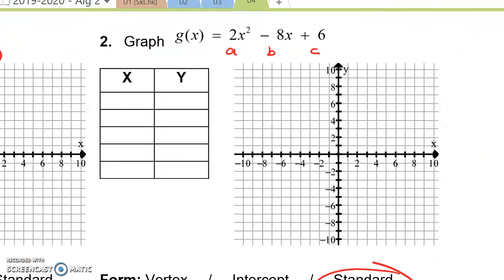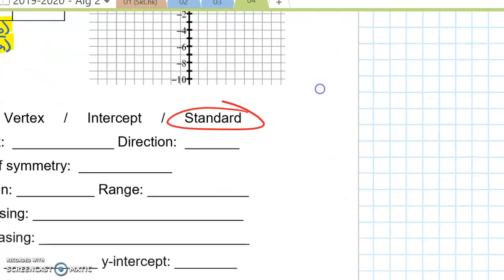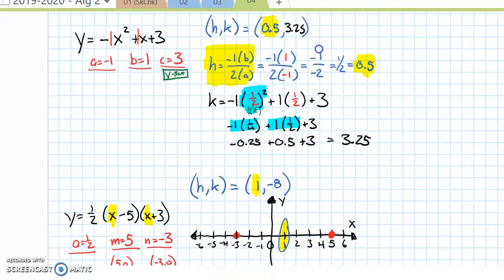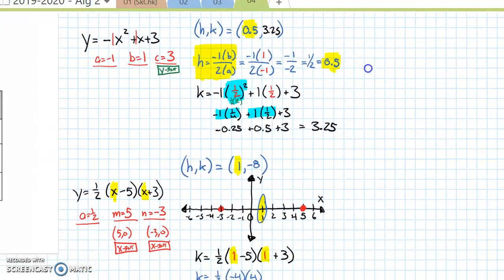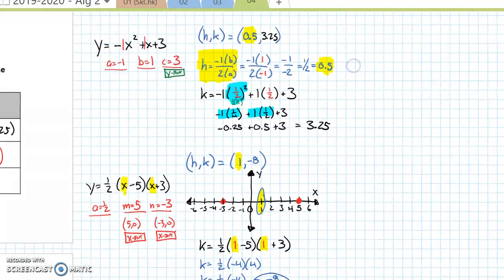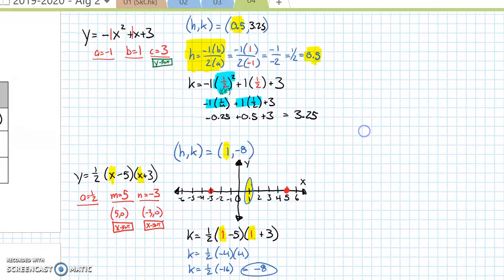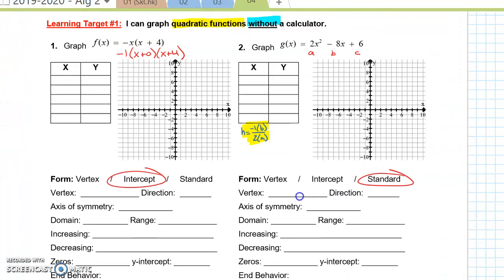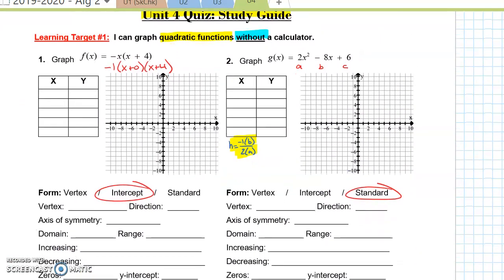On number 2, we are going to have to use our formula to find the vertex values of h and k, h being -1 times b over 2a, and then substituting back into the original equation to figure out our value of k in each of these cases. So essentially the same math that we did down on these two examples, we're going to have to go ahead and do for example 1 and example 2 here, and then fill in the various relevant information.